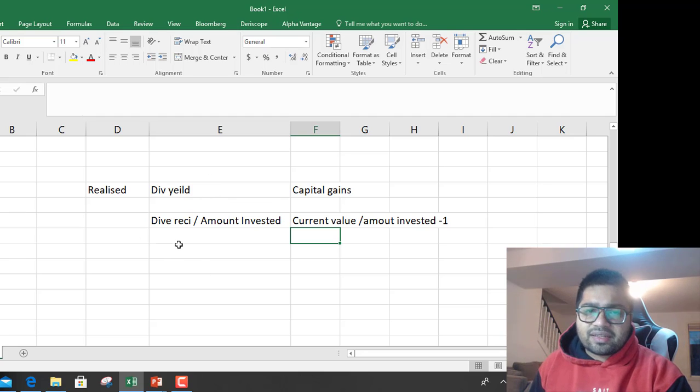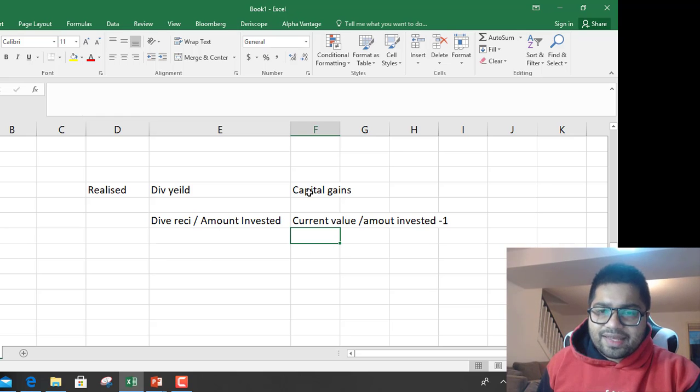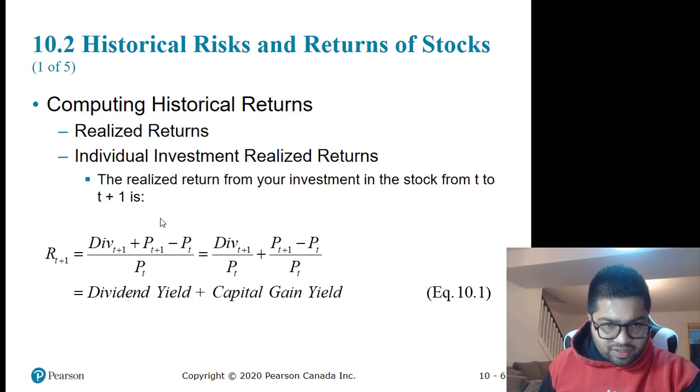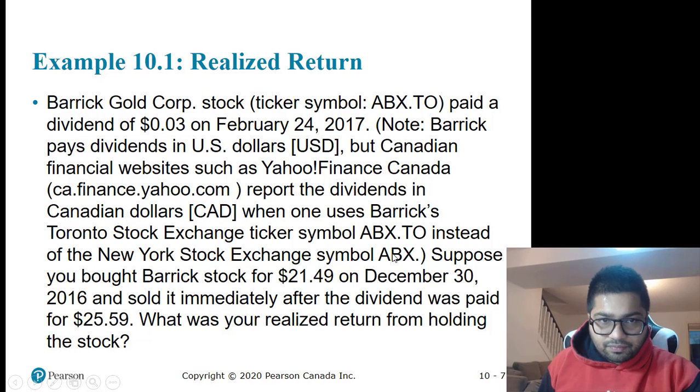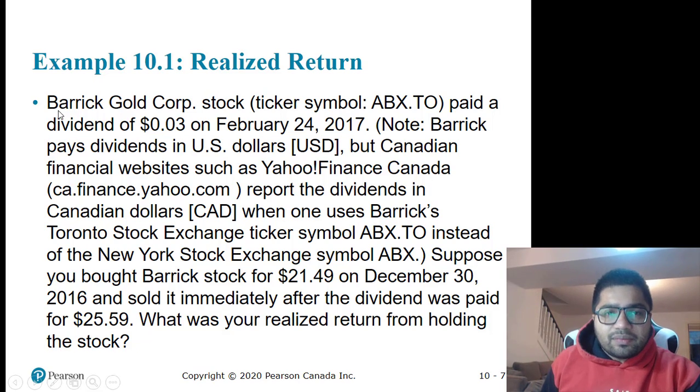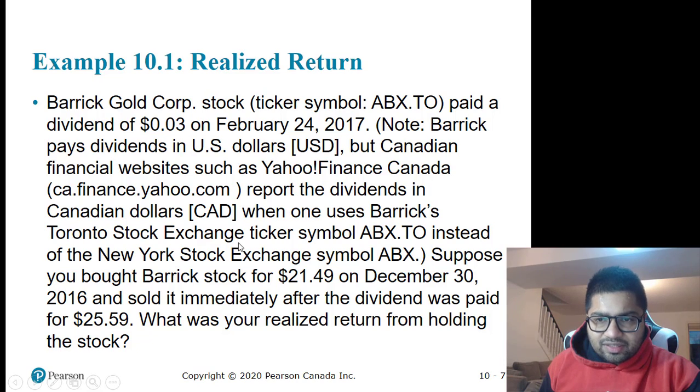So realized returns from a stock is dividend yield plus capital gains. How do you find dividend yield? Dividend received from the stock divided by amount invested. How do you find capital gains? Current value divided by amount invested minus 1. Okay, add them up. That is the realized total return from a stock. So we'll do this example. Barrick Gold paid a dividend of 0.03, right? It reports the dividend in Canadian dollars. It is listed on the TSX instead of the NYSE. You bought Barrick Gold stock for $21 and you sold it immediately after the dividend was paid for $25. What is the realized return?